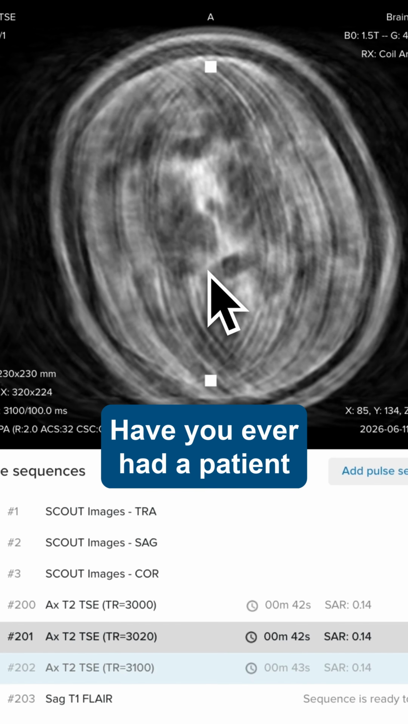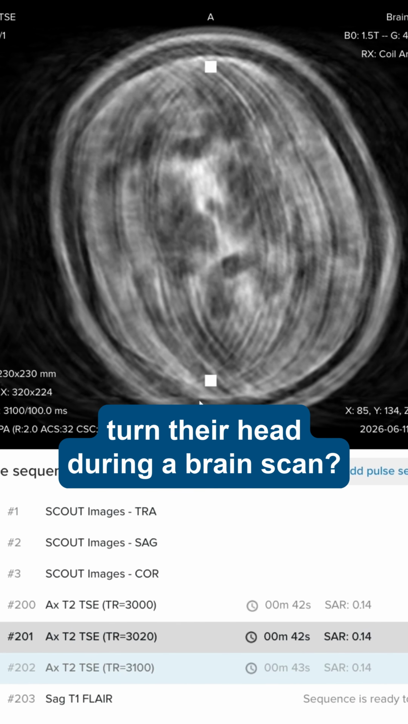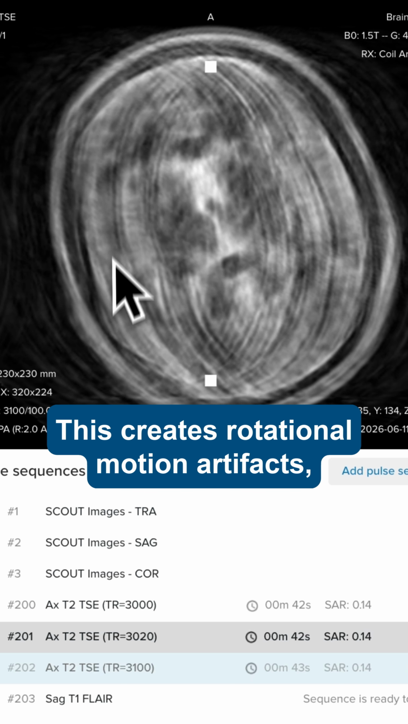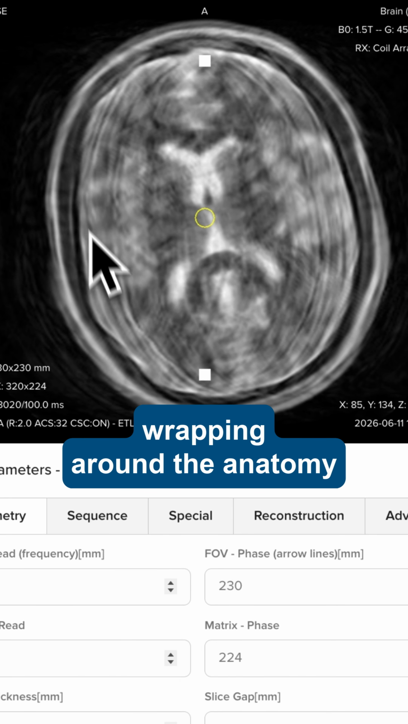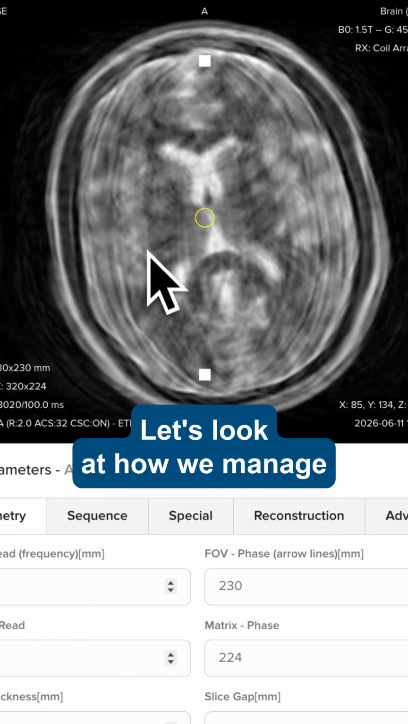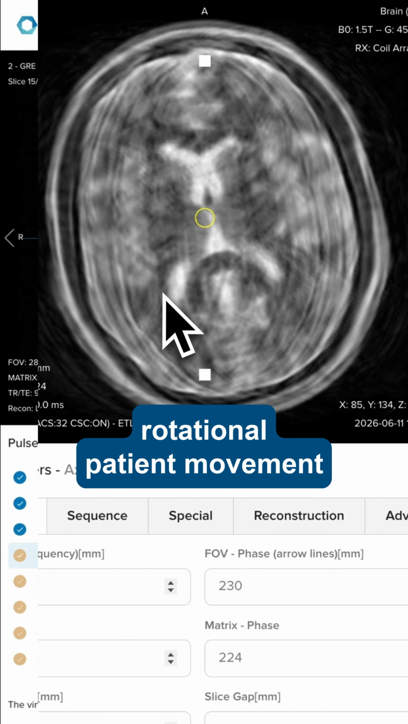Have you ever had a patient turn their head during a brain scan? This creates rotational motion artifacts, which look like circular blur or ghosting lines wrapping around the anatomy. Let's look at how we manage rotational patient movement.